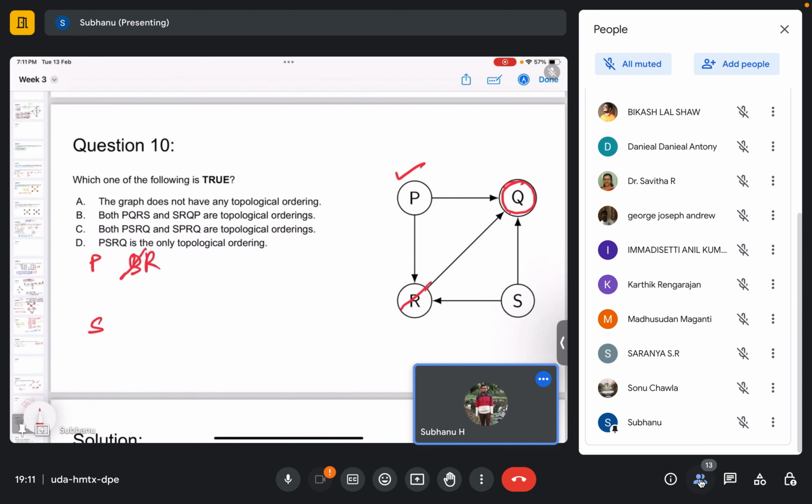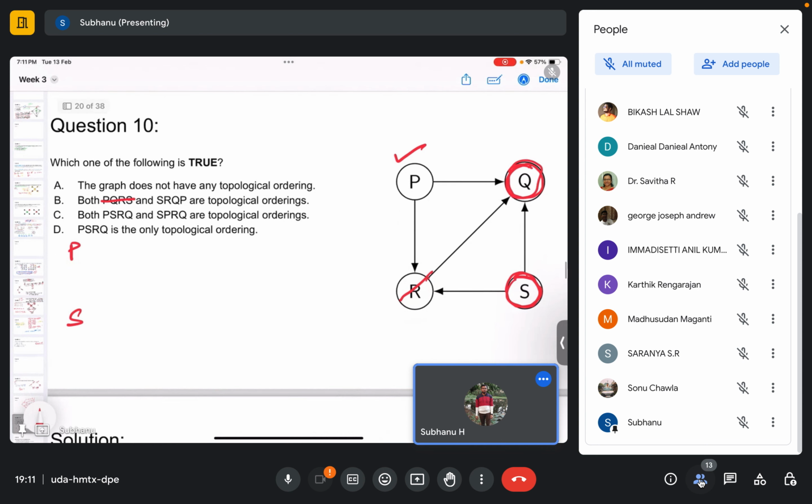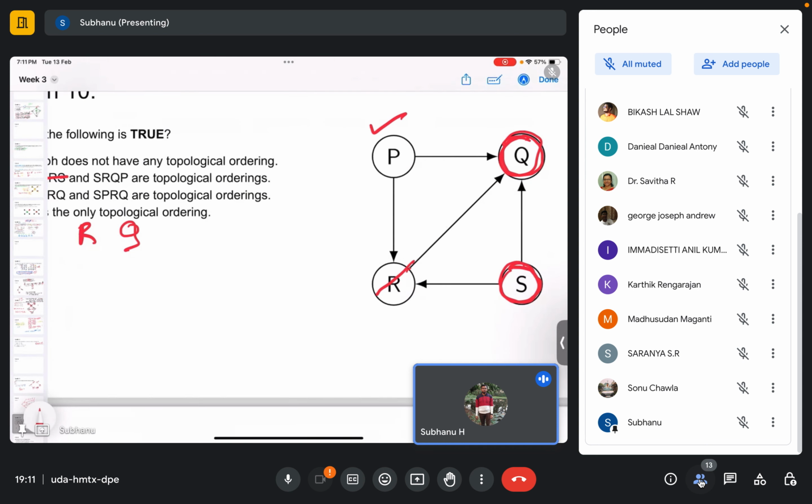So what can we do? PQRS is not possible, because before Q you must write R. So what is possible? After P you see that you are coming to Q, but S has no incoming edges, so you have to write S. After S you can write R. Then Q will come because everyone is pointing to Q. So Q will be at the last.